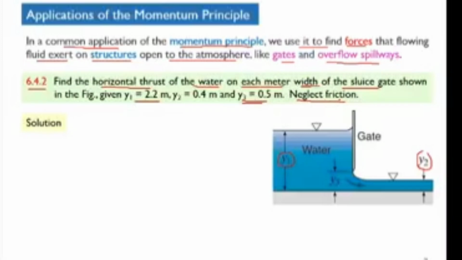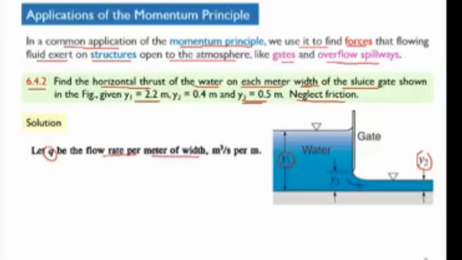Now how to solve this problem? Let small q be the flow rate per meter of width. It is cubic meter per second per meter. We already studied this before. Capital Q is the total discharge. Clear? That is cubic meter per second.